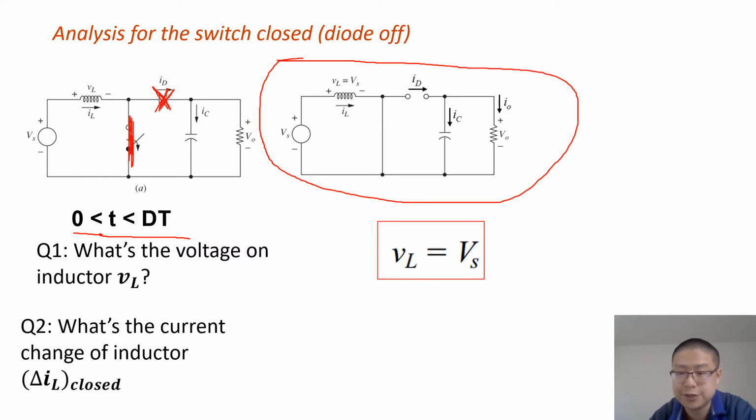The second question needs more thinking. It asks you to calculate the current change of the inductor when the switch is closed. So I give you some hints. In order to calculate the current change, we need to calculate the changing rate, and then multiply it by the time when the switch is closed. You can then obtain the current change of the inductor. So for this question, I give you 30 seconds to write down your answer.